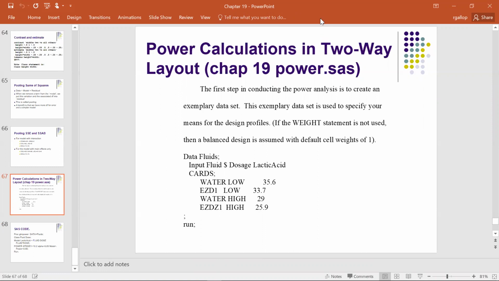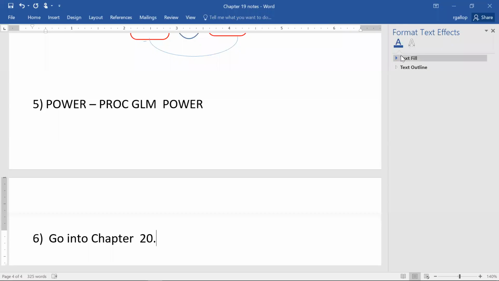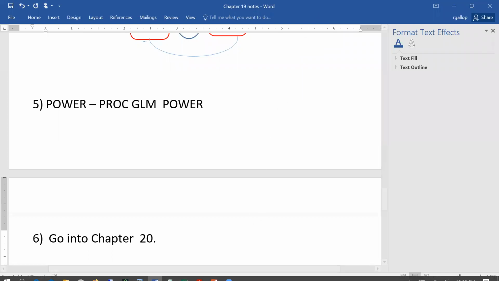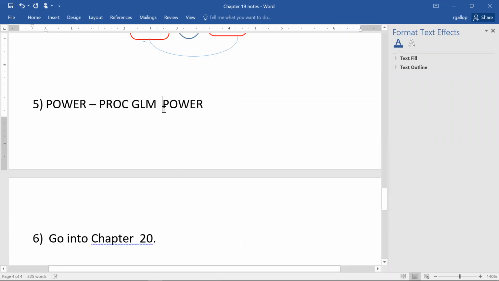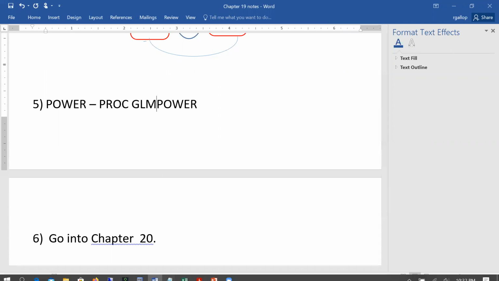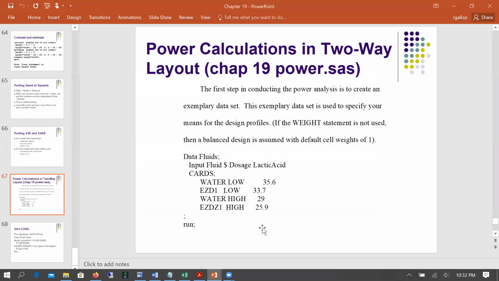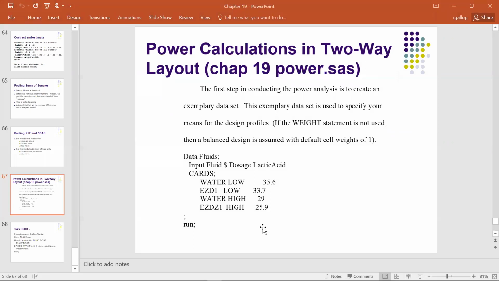So let me do one thing really quick. Now we're at the last topic that we need to do in chapter 19, and this is power. Unfortunately, we can't use proc power to do power for two-way ANOVA. To do power for the two-way ANOVA, we need to bring in this other proc called proc GLMPOWER as we proceed.